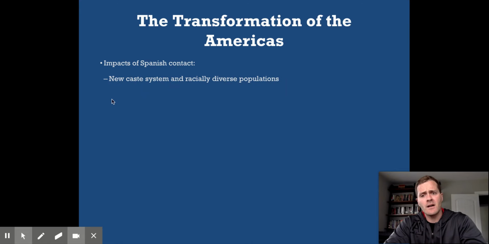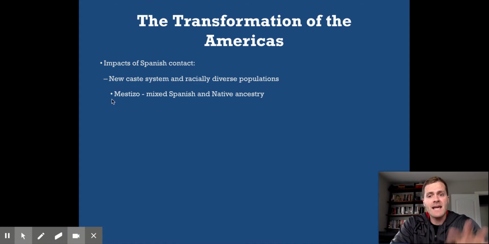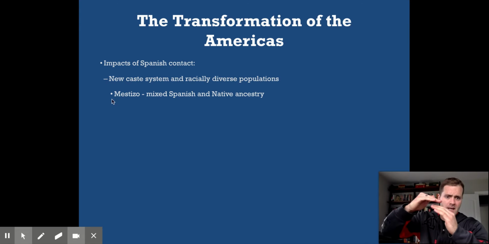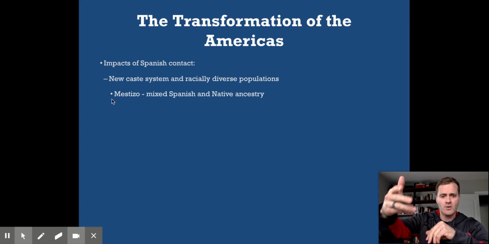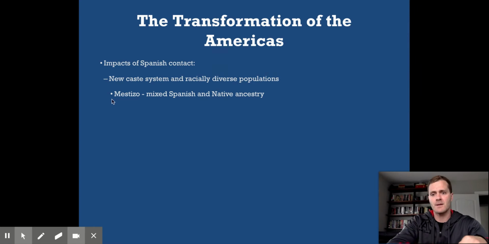The Spanish are going to introduce a new caste system, which is going to lead to a very racially diverse population in the Spanish Empire. This caste system is going to categorize people based on their racial background, and then that's going to influence their social standing, their political standing, their economic standing.